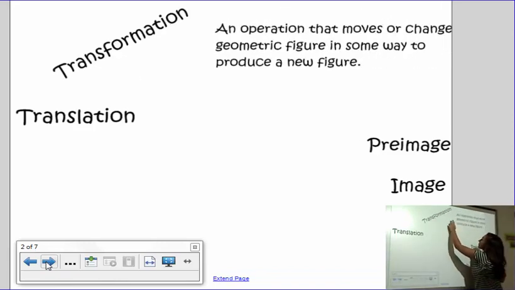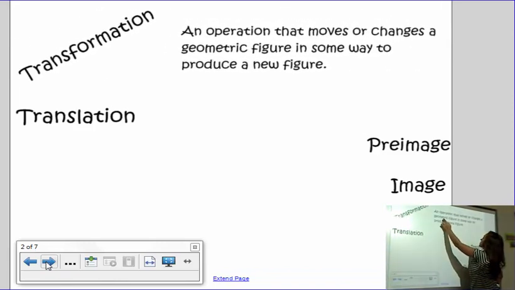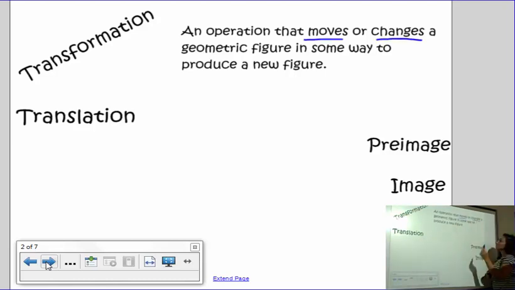Okay, a transformation, definition is shown, is an operation that moves or changes a geometric figure. So it really doesn't change the size or the shape. It's just shifting it somewhere, either on a graph or somewhere out in the real world. So we're going to be transforming things, okay?